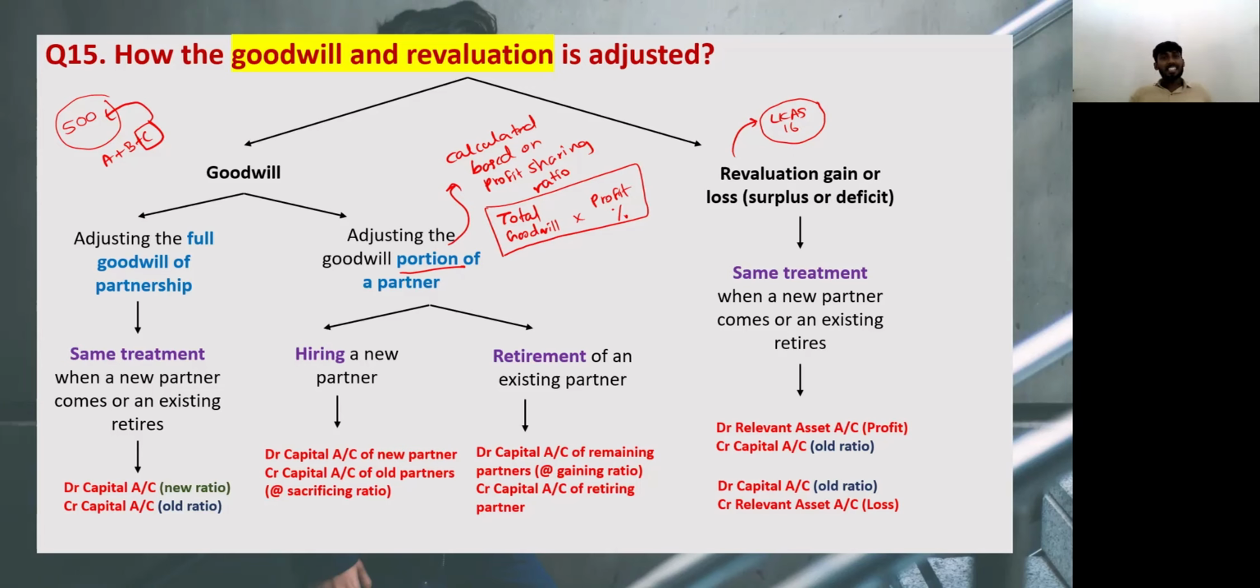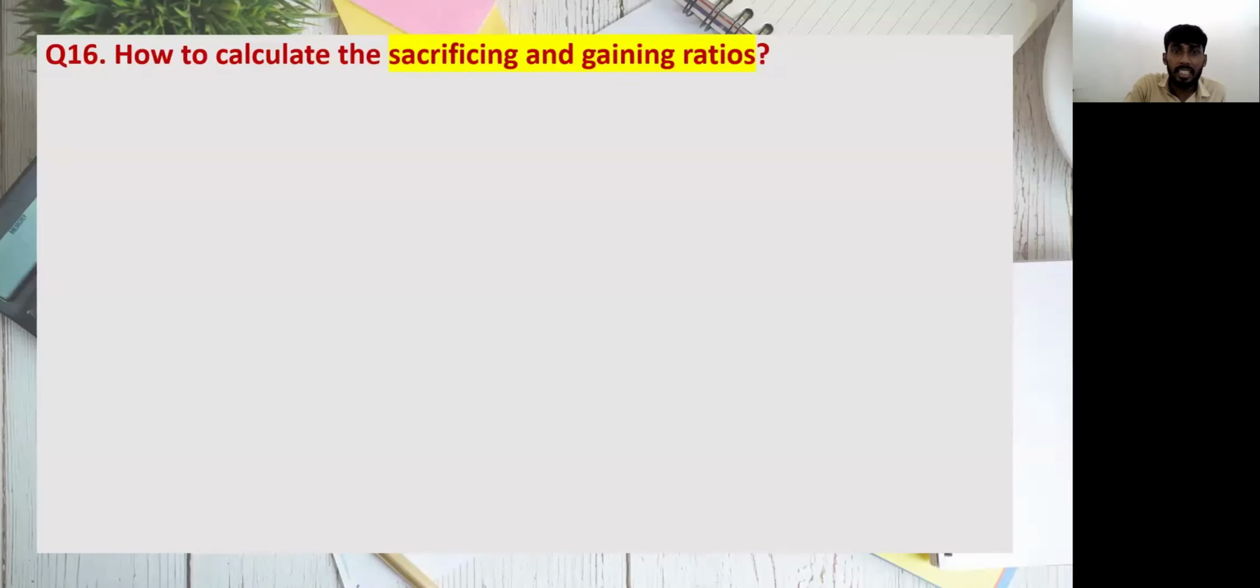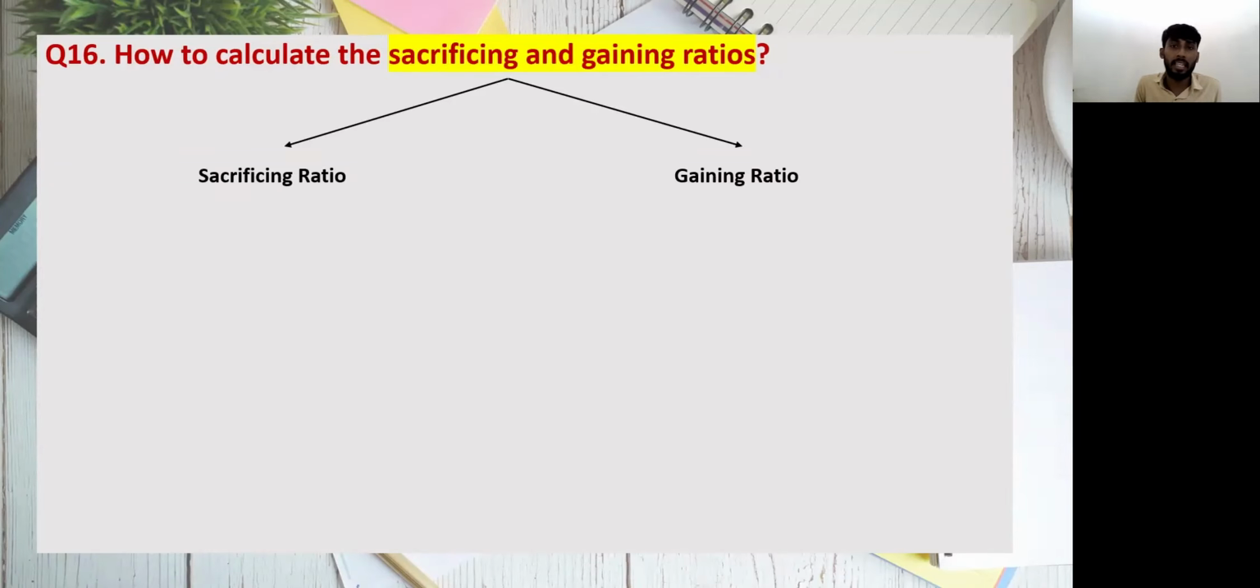This is the entire summary relating to goodwill and revaluation adjustment. If you are familiar with this, I'm pretty sure any question relating to goodwill and revaluation adjustment can be attempted and you can successfully get the entire marks. Okay. Now let's see how to calculate the sacrificing and gaining ratio. So, sacrificing ratio and the gaining ratio.